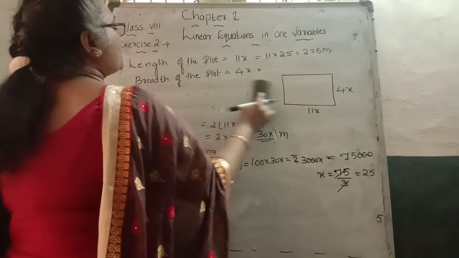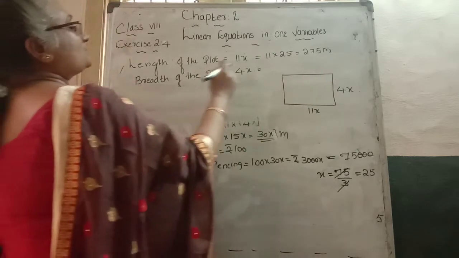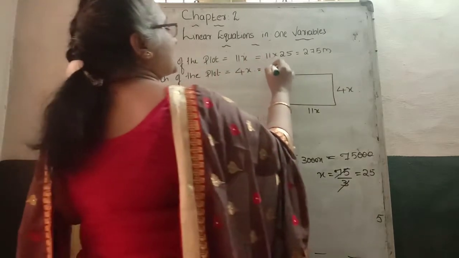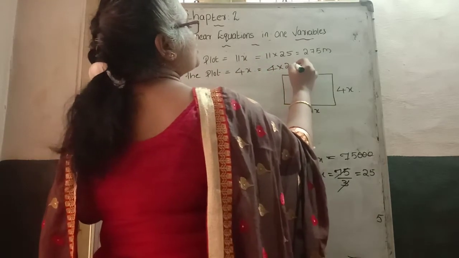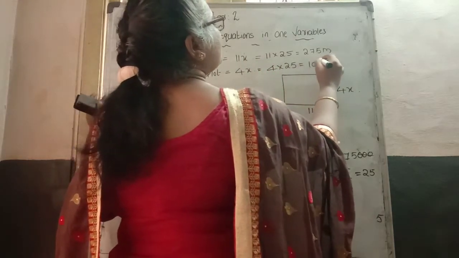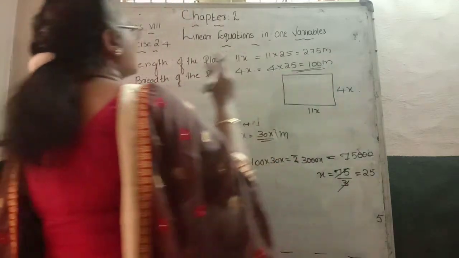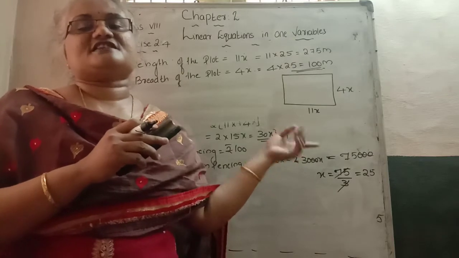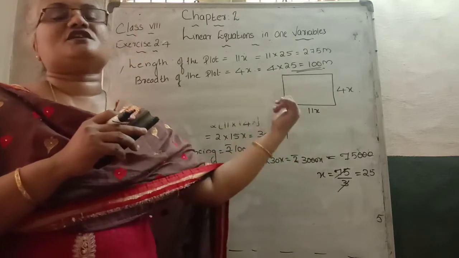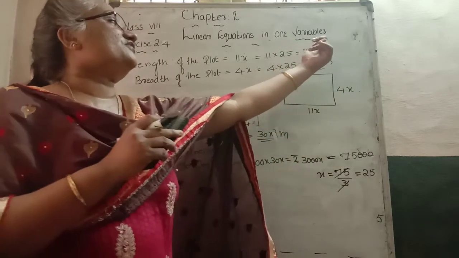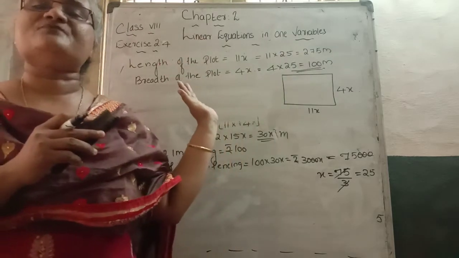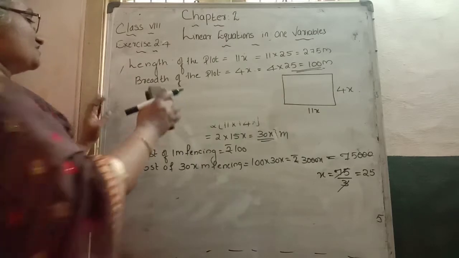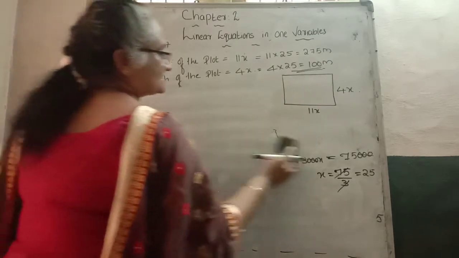Then the breadth of the plot: how do we find the breadth of the plot? It equals 4x. We consider the expression, so we can write it as 4 into x plus 25. So 100 meters is the breadth of the plot. This is the meaning of the first question, which asks for the length and breadth of the plot. So the length becomes 275 meters and the breadth becomes 100 meters. That is the meaning of this question. I hope you can understand this one.